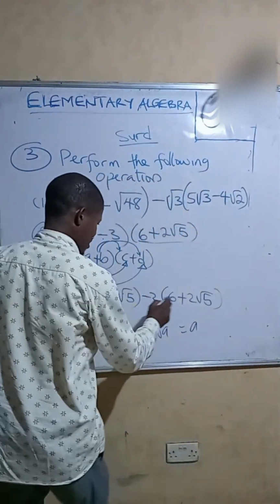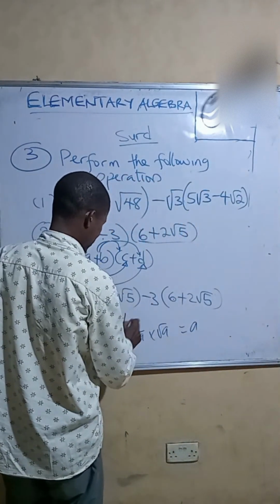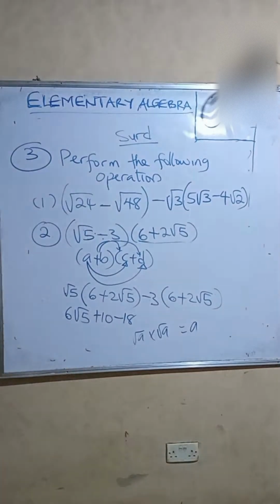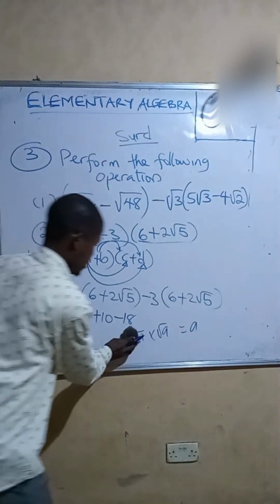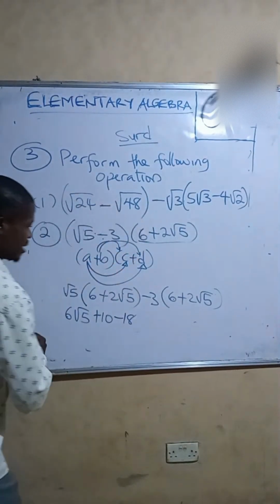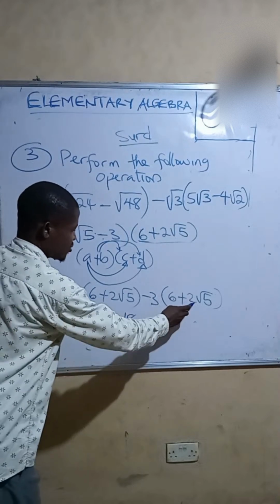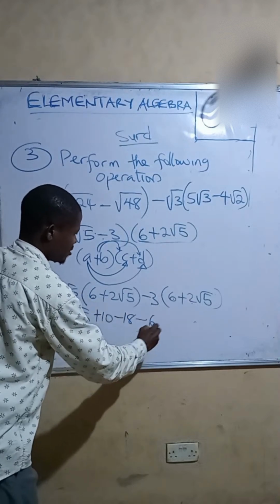Then minus 3 times this one, that's a minus 18. That's minus 18. Then minus 3 times this one, that's a minus 6 root 5.